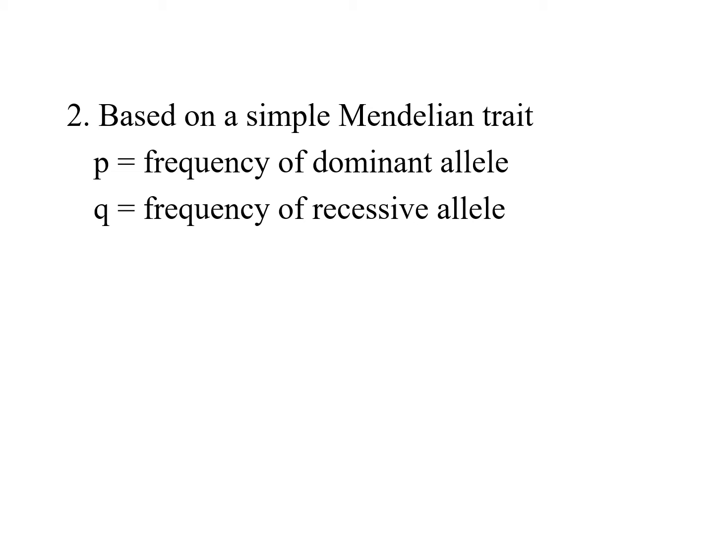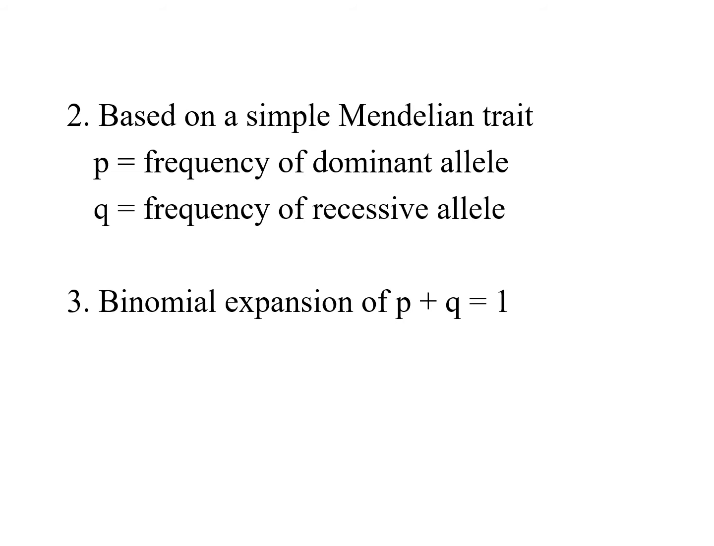q then represents the frequency of the recessive allele. So, of course, p plus q has to equal 1. You have to account for every allele. If an allele is not the dominant version, it is the recessive version. So think of a pie chart. You got a whole pie, right? If you cut it exactly in two slices, p and q both equal 0.5.